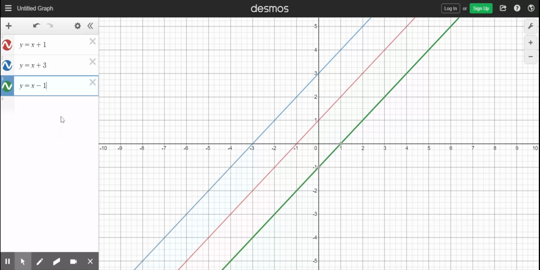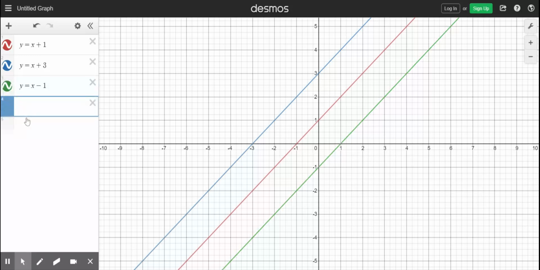So when I change the b, that causes a translation in my graph. Notice the slope is staying exactly the same. The angle of that line is not changing. All that's changing is where that line is moving. It's moving up or it's moving down, however many units you change it.